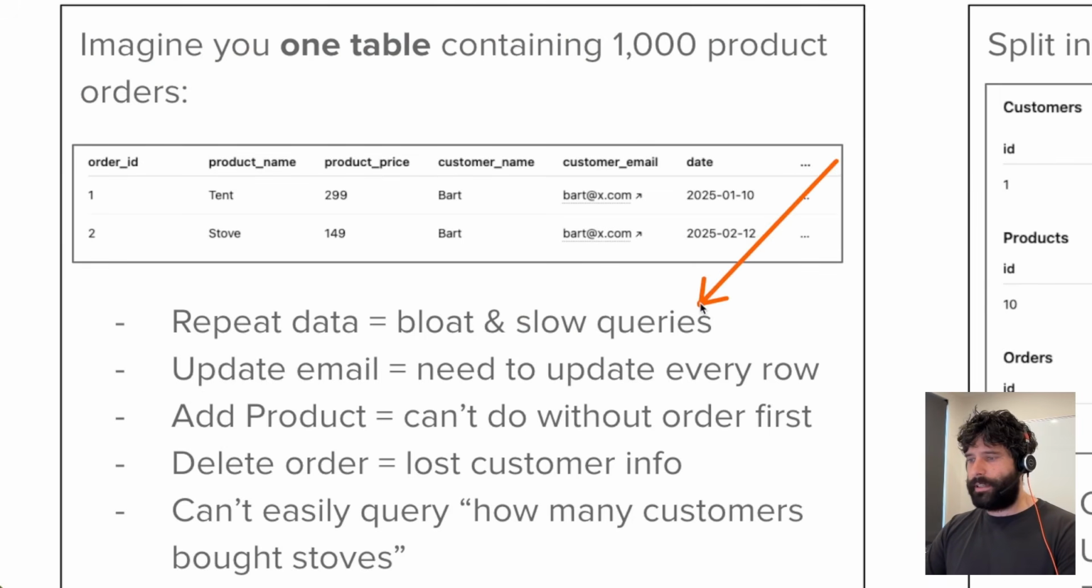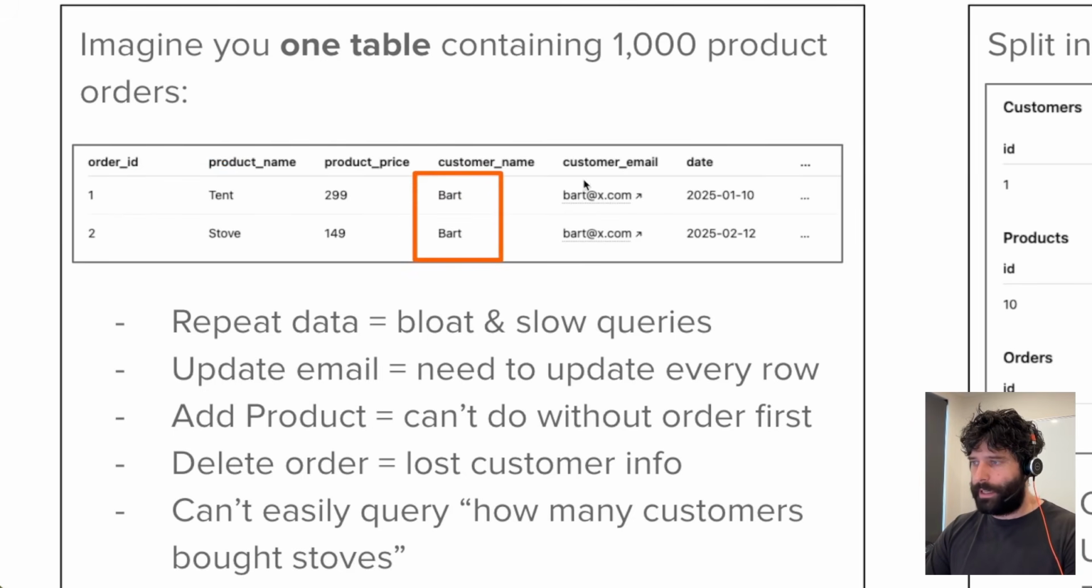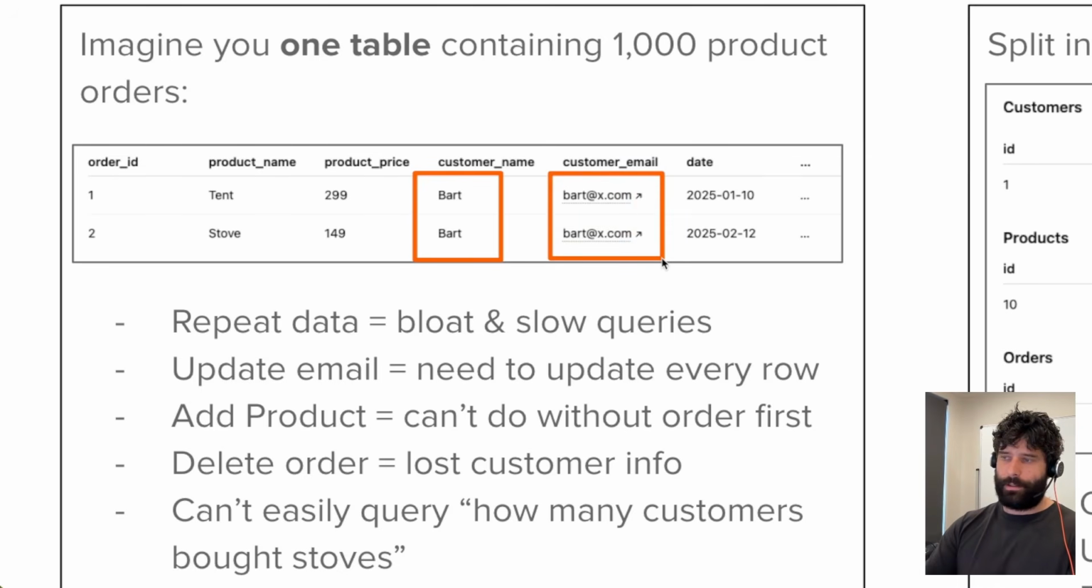So the first issue is that we've got a lot of repeat data, and the repeat data adds to bloat and slow queries. So over here we've got just a snippet of a database where we have 2 entries. Bart's placed an order with order ID number 1, and he's placed an order with order ID number 2. So in this case, we have 2 entries where we've double stored his name, and we've double stored his email address. For a small database, it doesn't really matter.